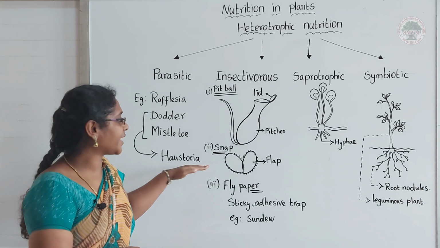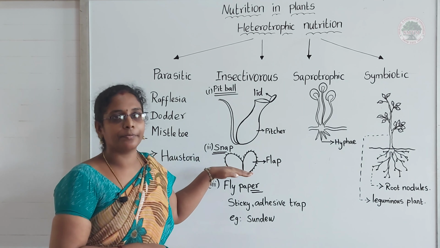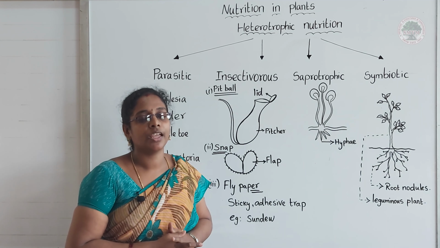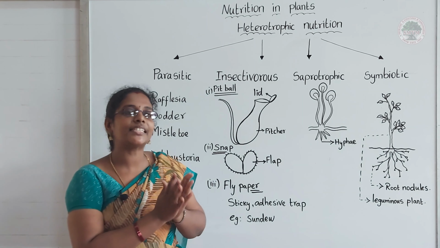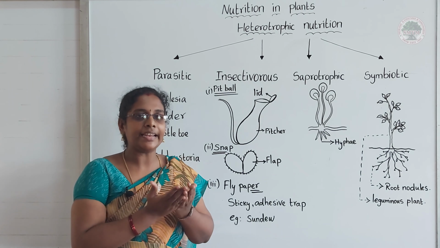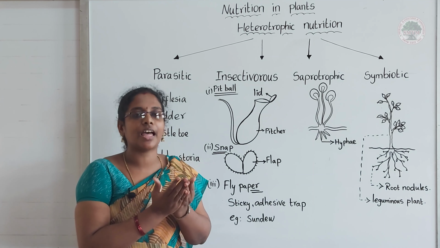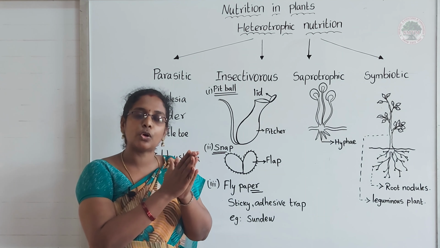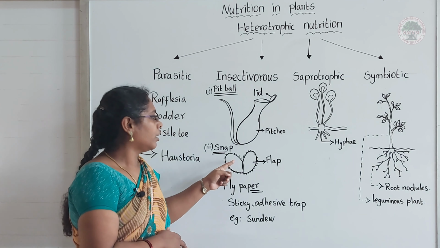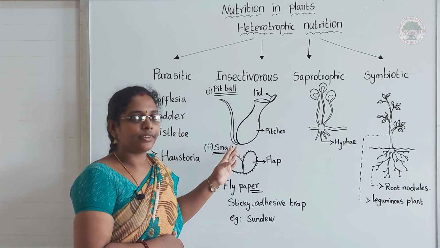Now see the second one, the snap trap. A very good example for that is the Venus flytrap. If you see the Venus flytrap, you can see a flap-like structure. Whenever any insect comes and contacts that flap-like structure, it closes in the next second. So this is also a kind of trap.